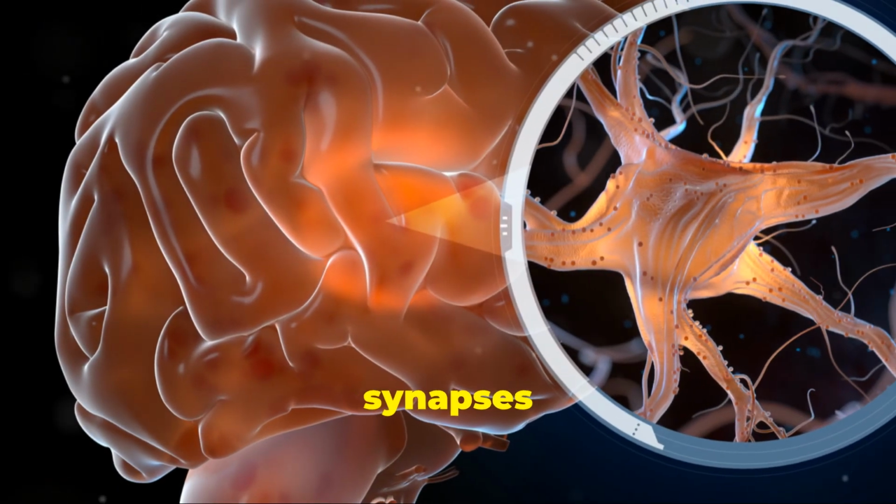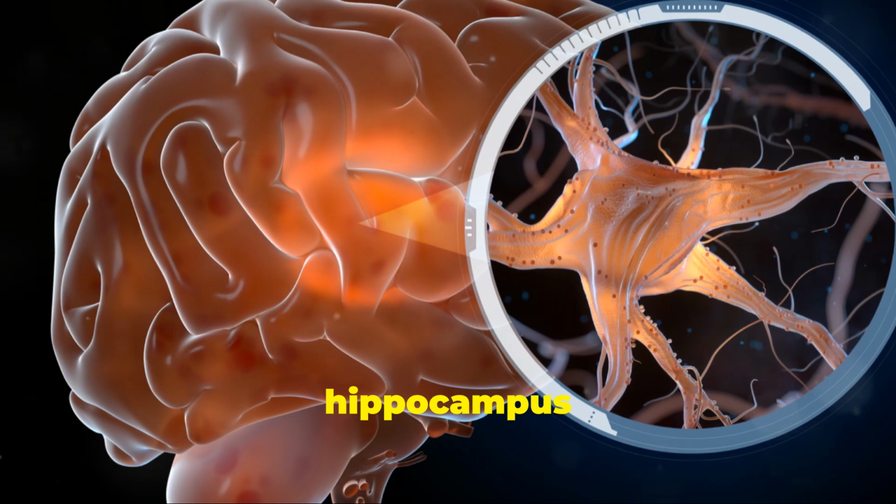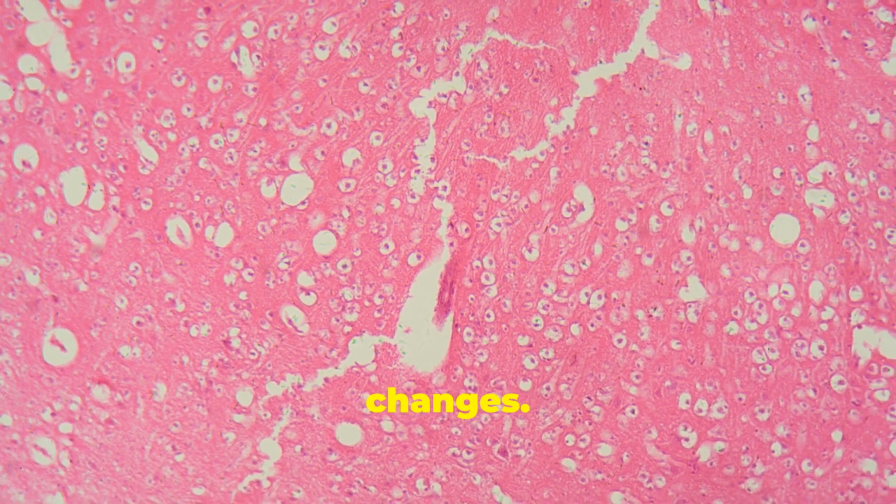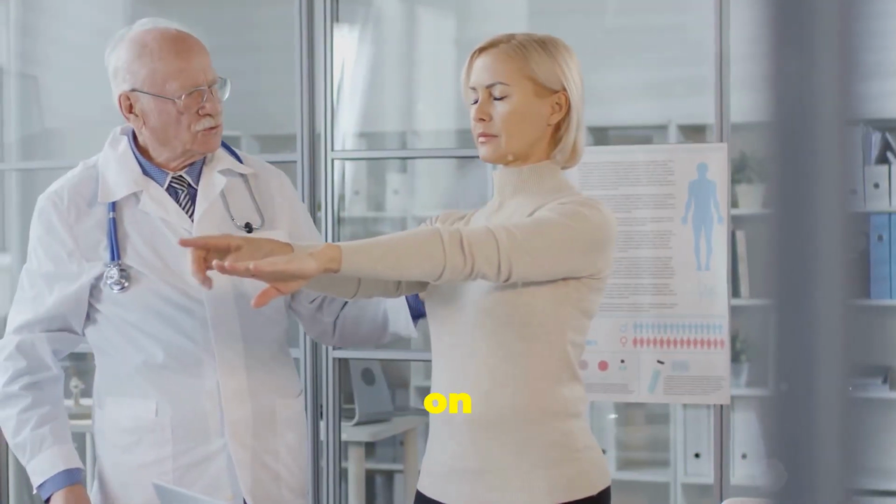The loss of neurons and synapses in the cerebral cortex and hippocampus results in the typical symptoms of AD: memory loss, impaired judgment, disorientation, and behavioral changes. Lastly, let's touch on etiology.